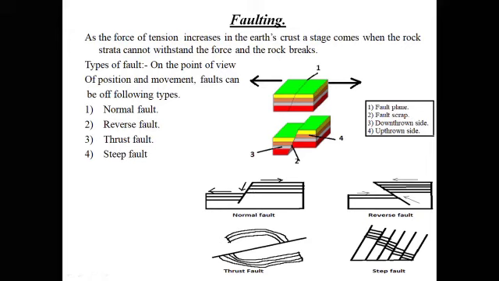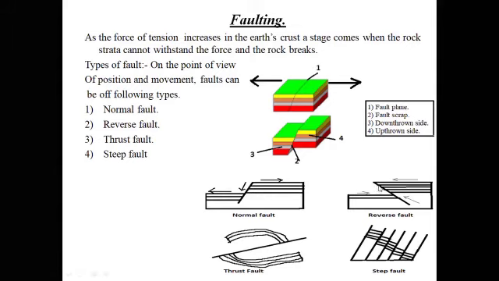Now the next one is reverse fault. The fault is produced by compression. We know that faults are generally produced because of tensional force, but in case of reverse fault, it is opposite. It is caused by the compressional force, because of compression. In such a fault, the blocks along the fault line move towards each other.